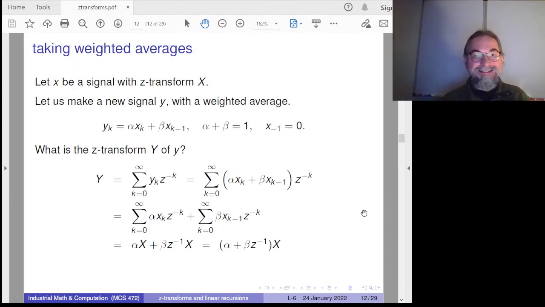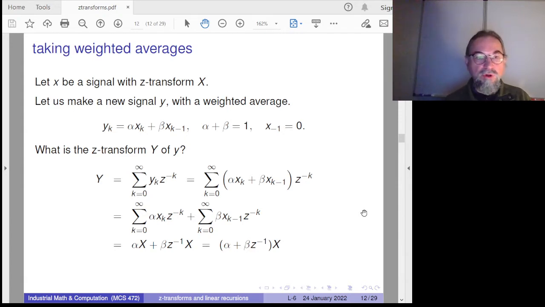we are getting towards linear recursions. So why is this useful? We can capture a recursion relationship with this, but let me not run ahead. So delaying a signal is one of the techniques to make new signals. We can also start averaging. So we can take the delayed signal and make a weighted combination of the original signal and then the delayed signal.